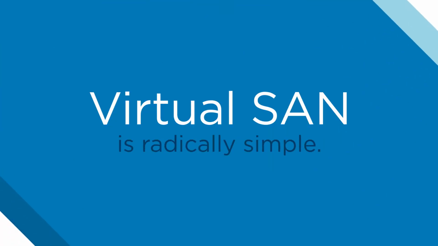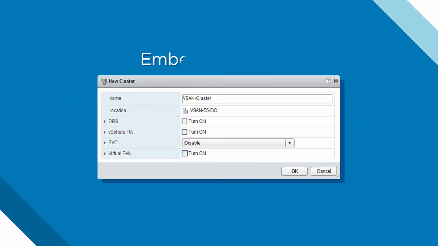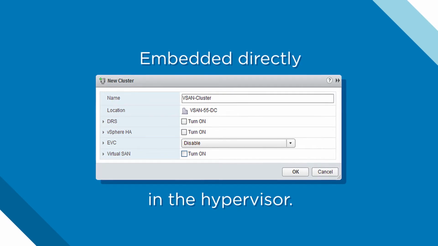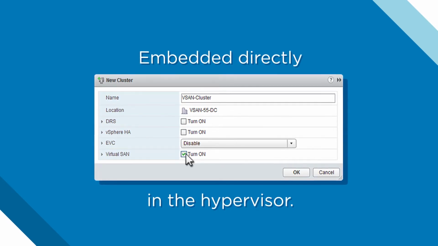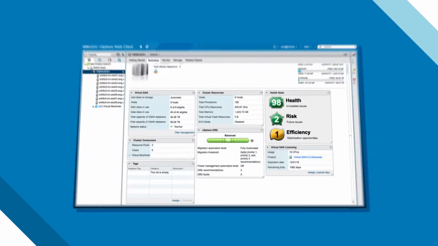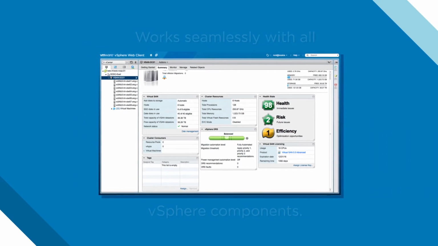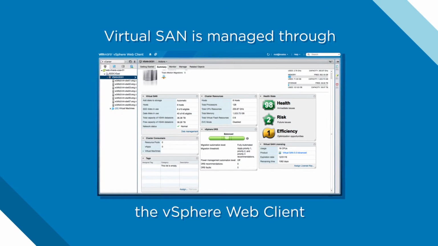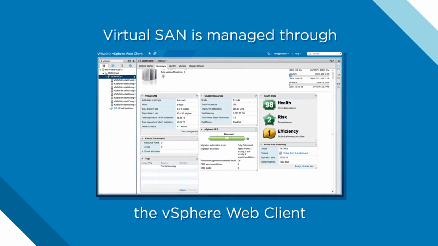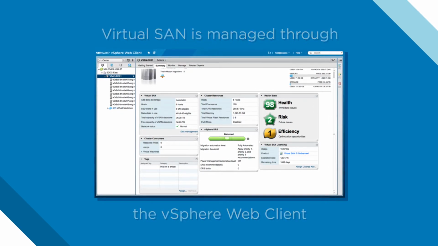VirtualSAN is radically simple. It is built into the hypervisor. No additional software to install. Just two clicks and it's enabled. Plus, it works seamlessly with all vSphere components. Just like vSphere, VirtualSAN is managed through the vSphere web client. You can manage both compute and storage through a single interface.